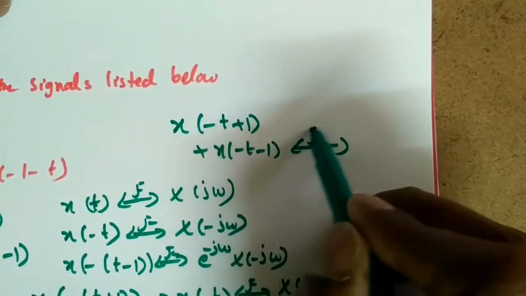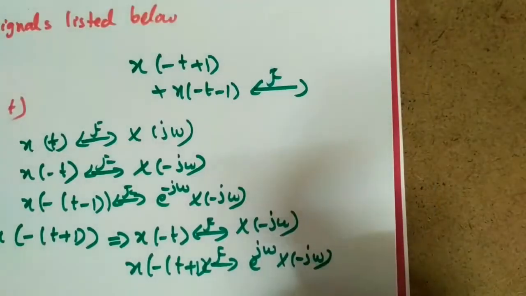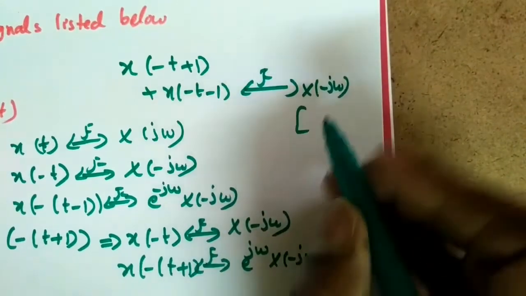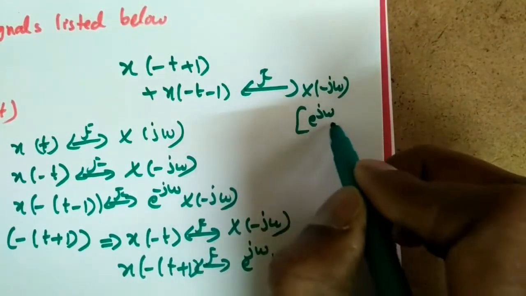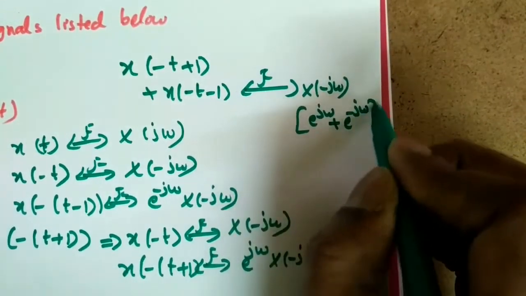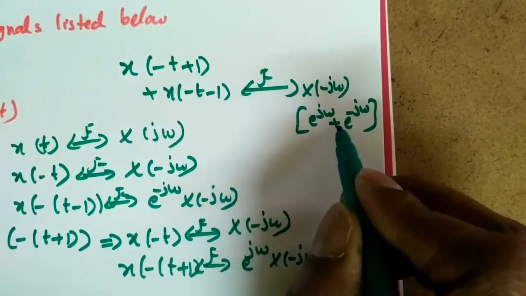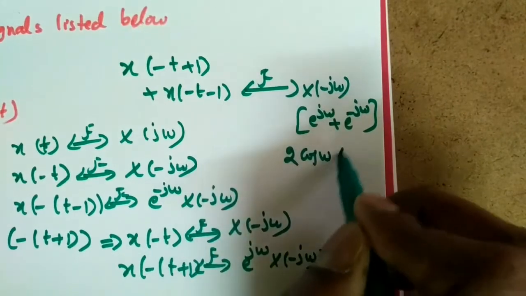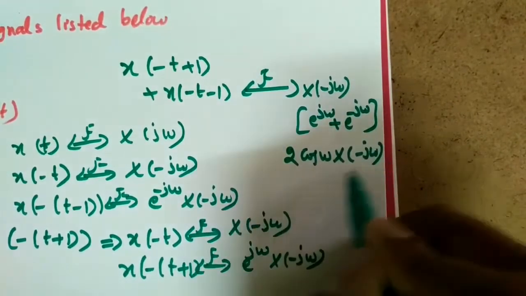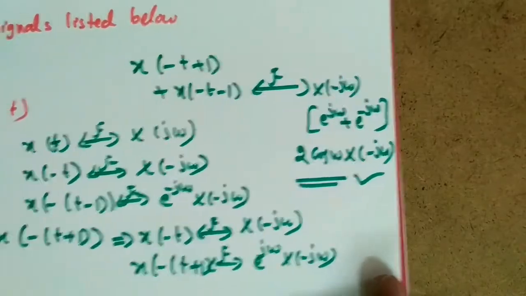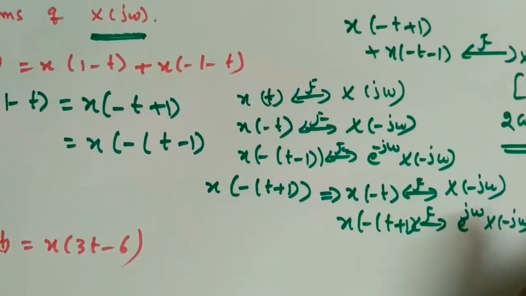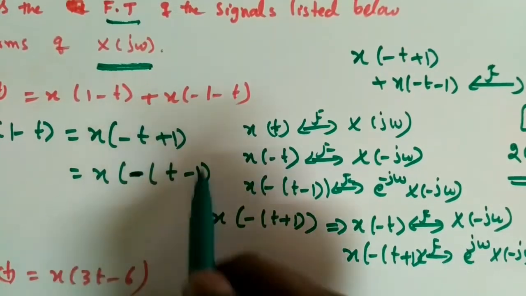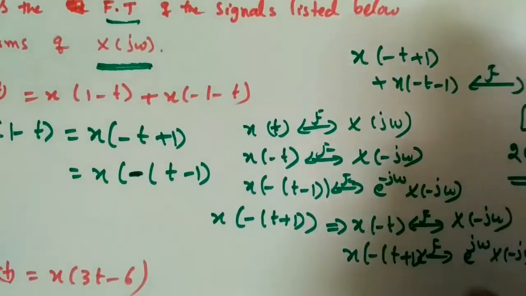What is the Fourier transform? See, x of minus j omega is common. So if I take x of minus j omega common, it will become e power j omega plus e power minus j omega. So what is this? e power j theta plus e power minus j theta by 2. 2 is not there, so simply 2 cos omega into x of minus j omega. So remember, whenever we are doing this scaling and reversal, first we need to take this minus outside, then only we'll get the same answers, right?